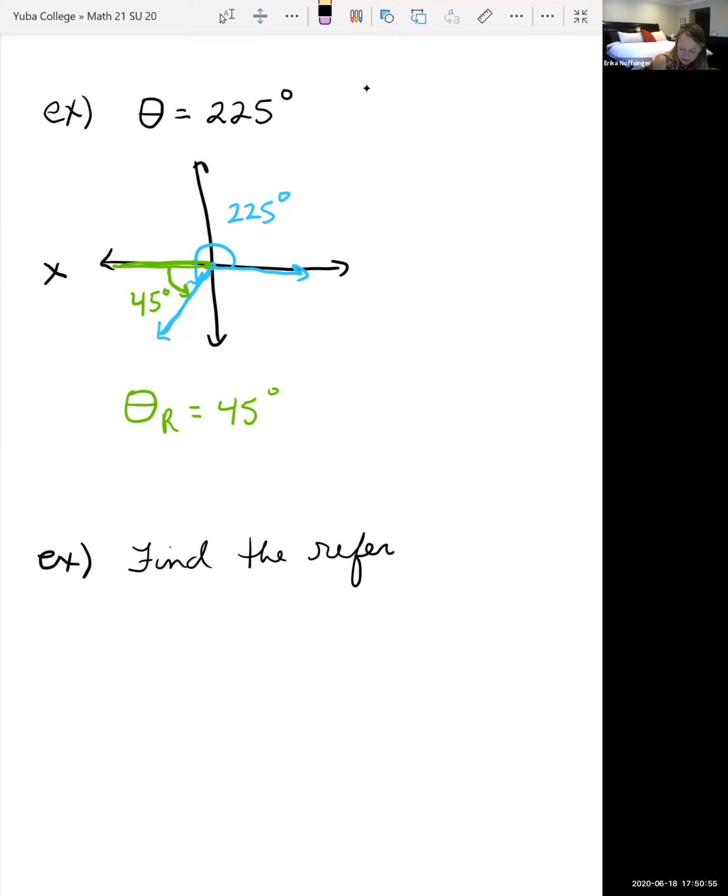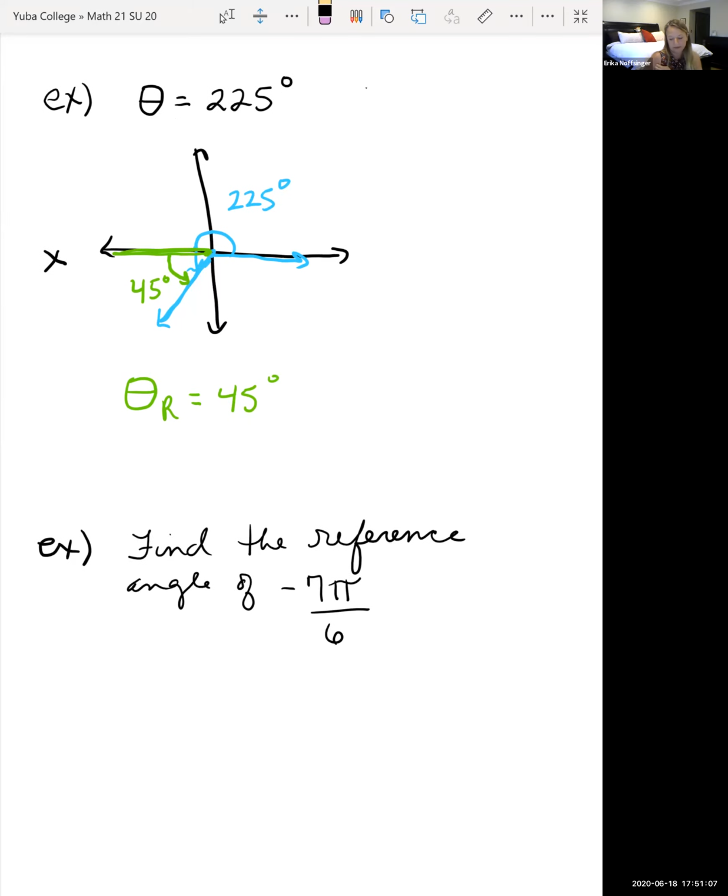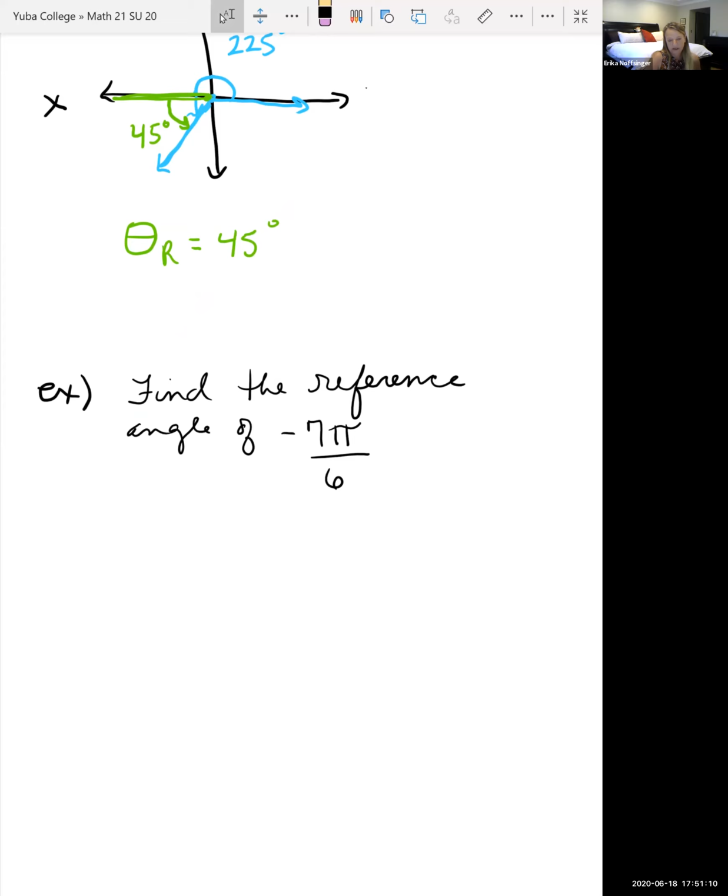So find the reference angle. I have negative 7π/6. I ignored the pi for a second and noticed that the 6 in the denominator is smaller than the 7 in the numerator. So I know I'm going over a pi, over 180 degrees, if you want to think of it that way. I also noticed it's a negative angle, so I have to be going clockwise instead of counterclockwise.